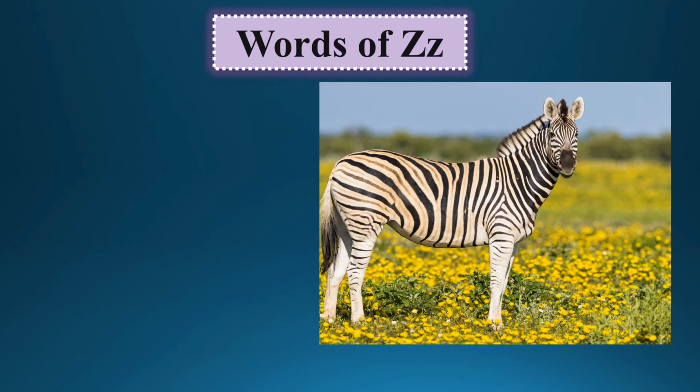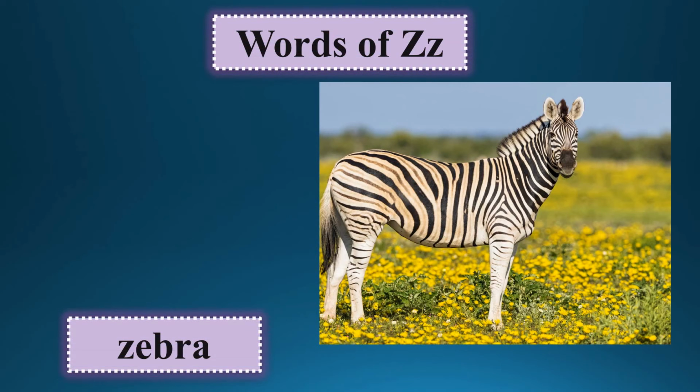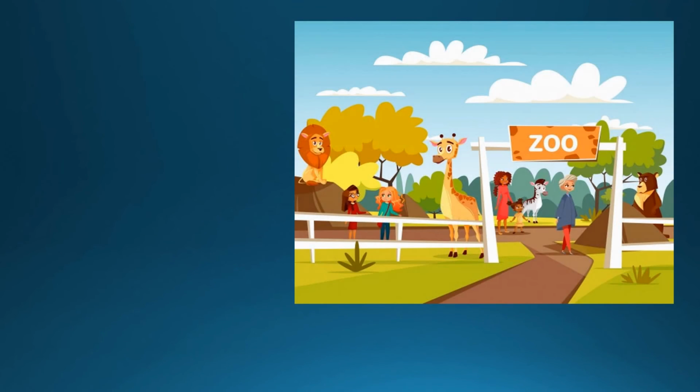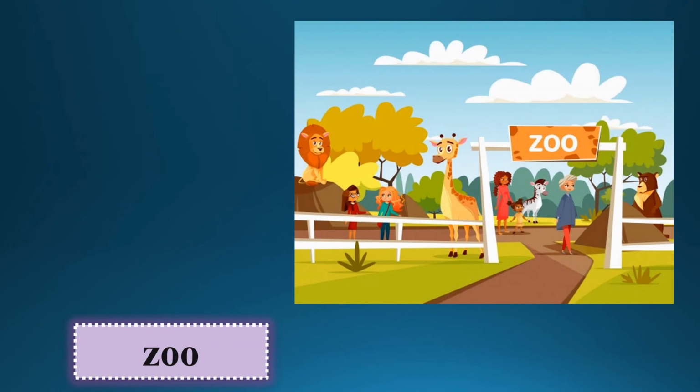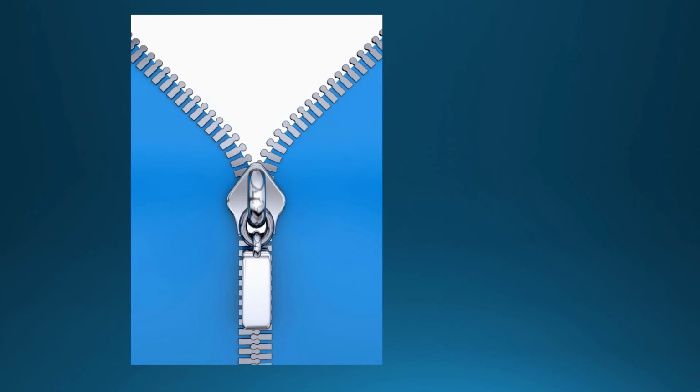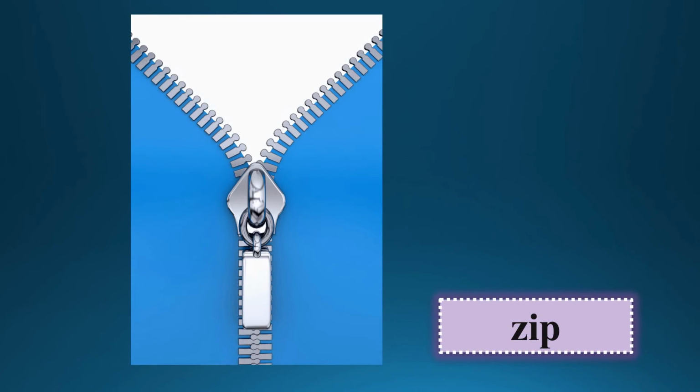Beginning sound in the words. Zebra. Here is the beginning sound zebra. Z, z, zebra. Z, zoo. Here is the beginning sound zoo. Zoo. Here is the beginning sound zip. Zip. Let's see the activity.